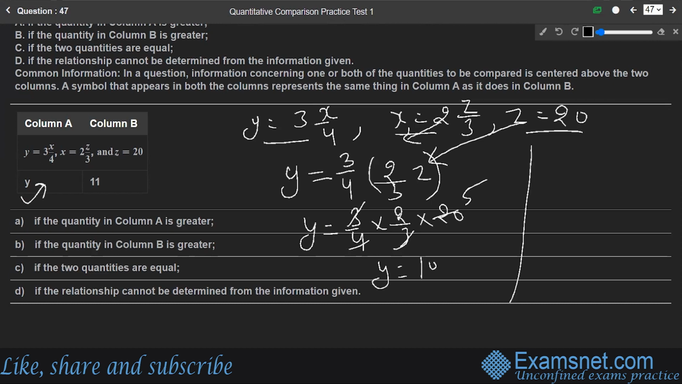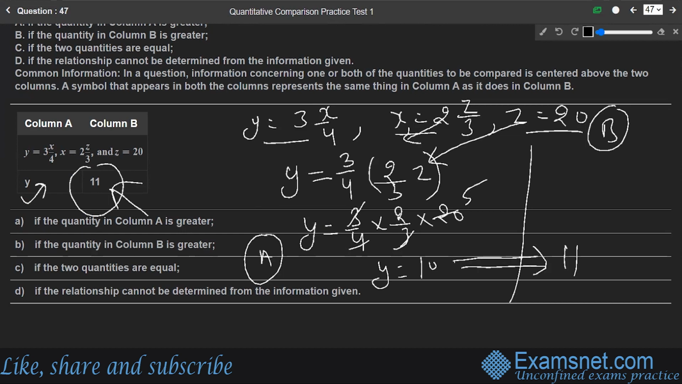Now what is available in column number B? The y value of 10 was available in column number A. What is available in column number B? Column B has a single number, 11. So we can obviously compare 10 and 11 to see which one is greater. Obviously 11 is greater. So the right answer becomes quantity in column B is greater. That is the right answer, option B.